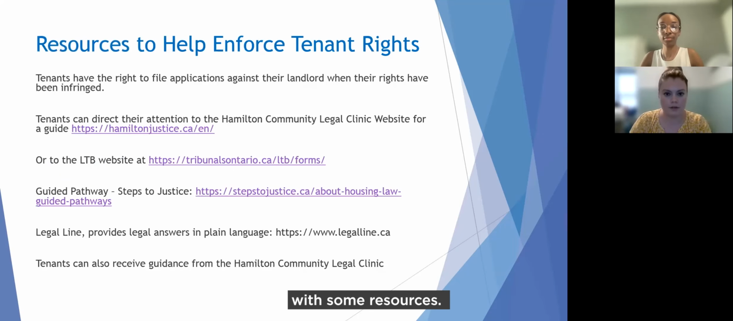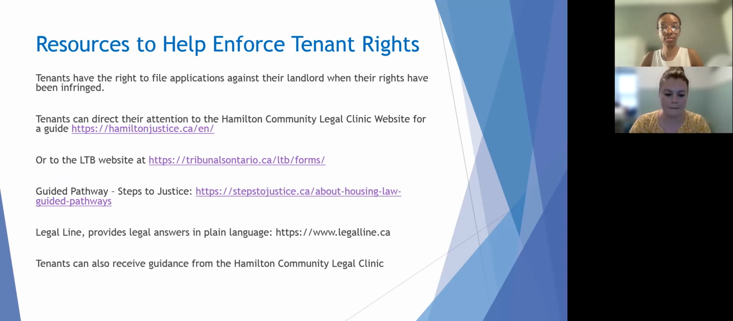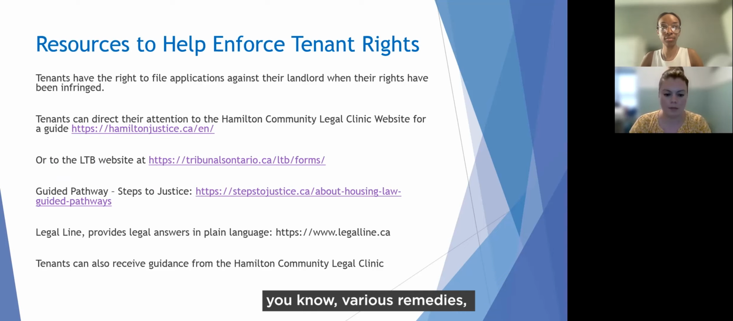And so then we'll end with some resources. You have the right to file an application against your landlord. There are different remedies that you can claim. You can ask for landlords to do the work that isn't being done to maintain the unit. You can ask for compensation in terms of a rent abatement, so a portion of your rent back. You can ask for various remedies, expenses, things like that, depending on the case.